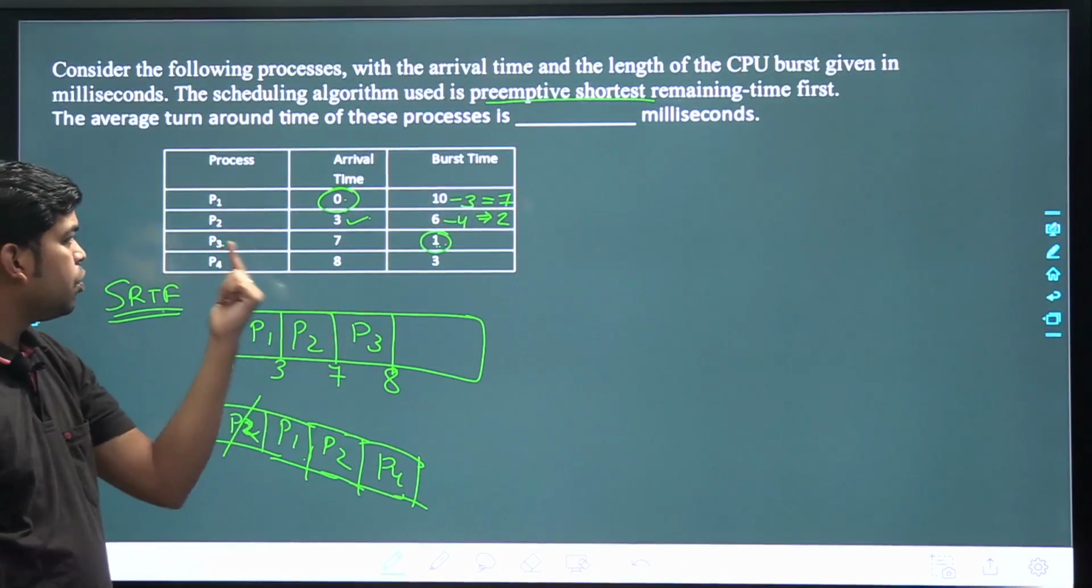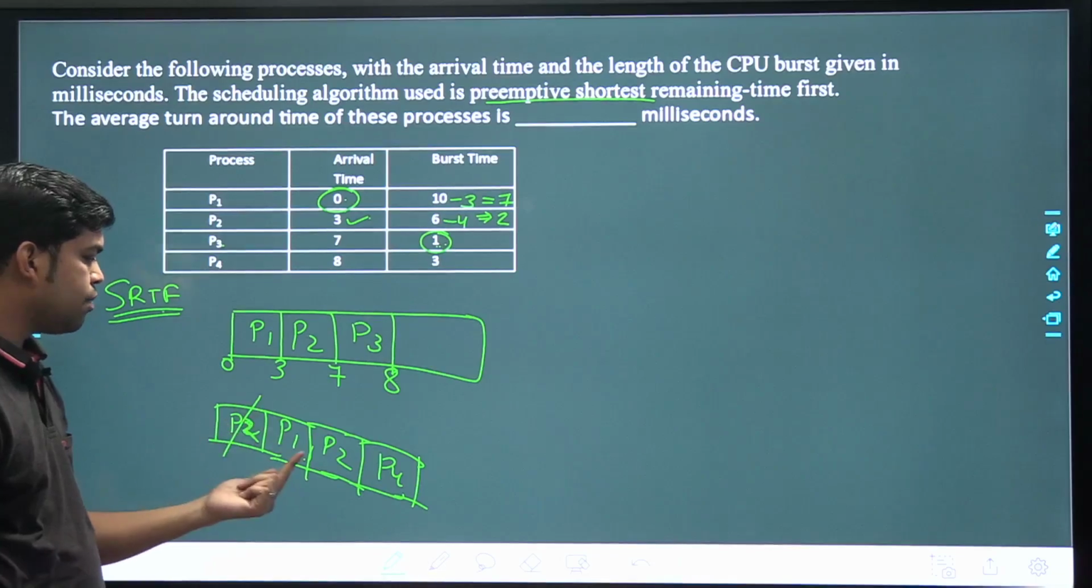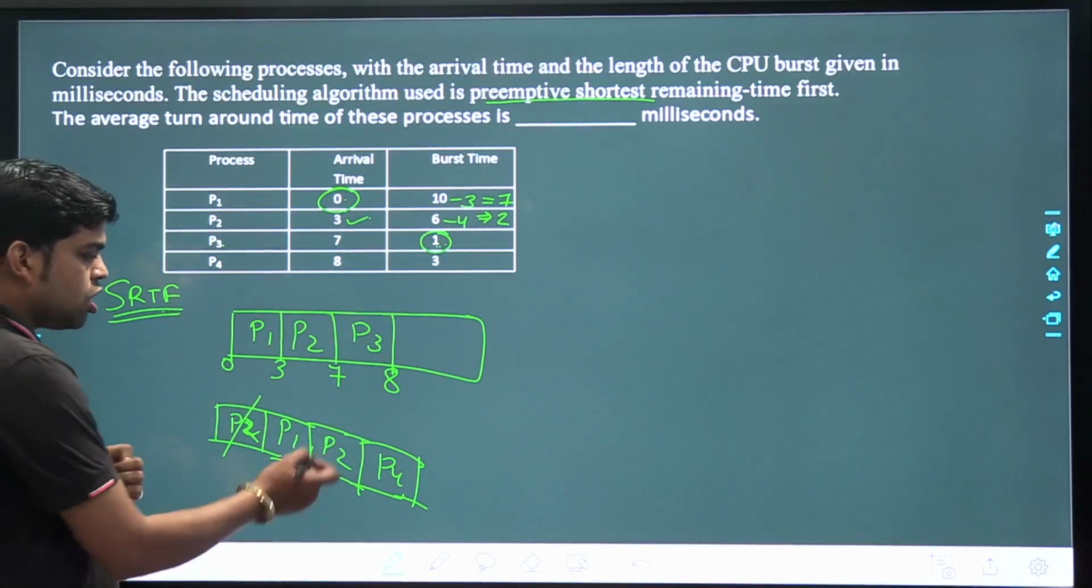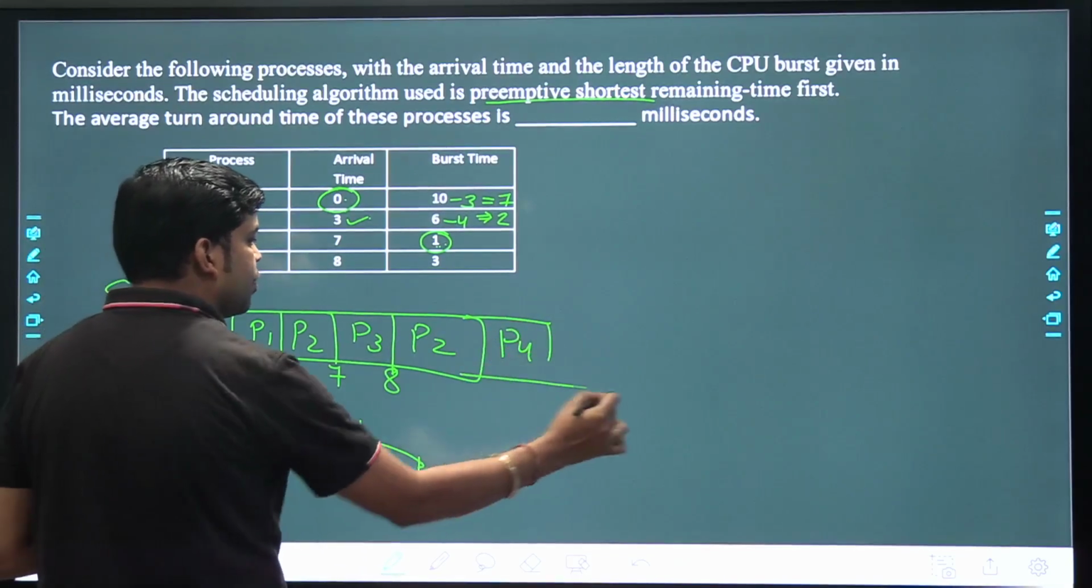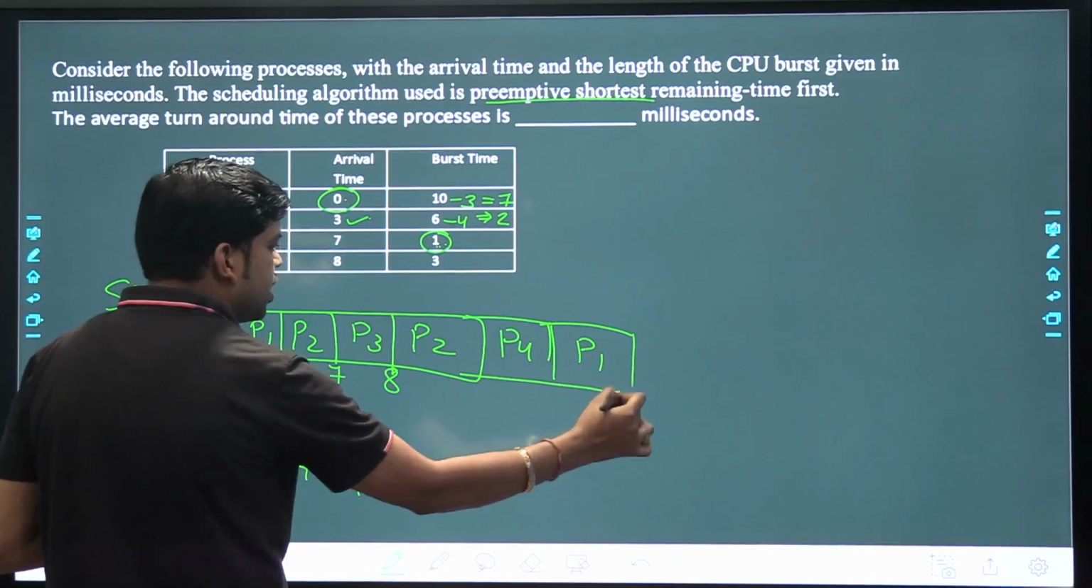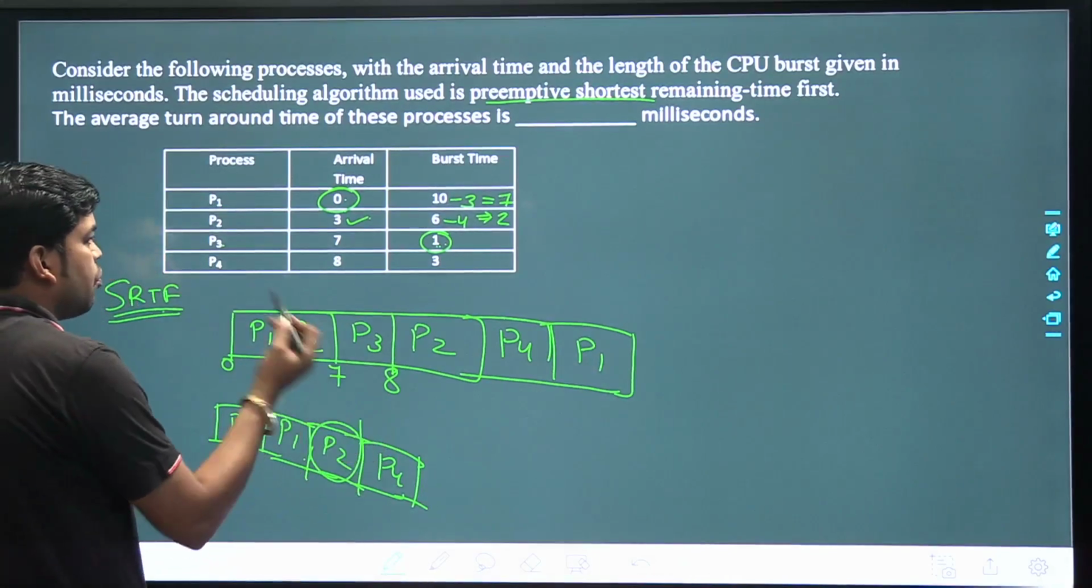The burst of P2 is 2, remaining burst, and the burst of P4 is 3. So the smallest burst process is P2, and then P4, and then P1. Because all processes in the ready queue we arrange one by one. Now for P2, how much time?